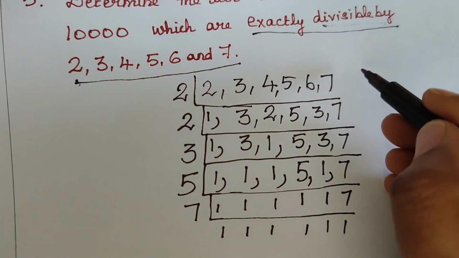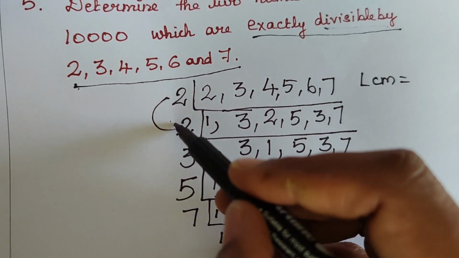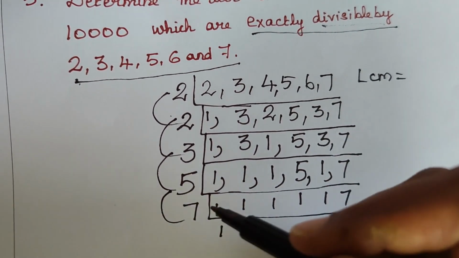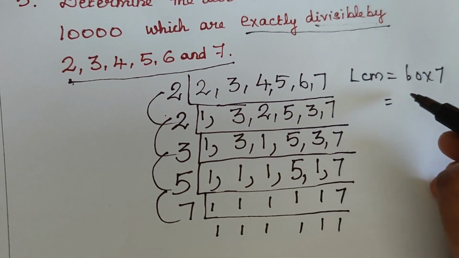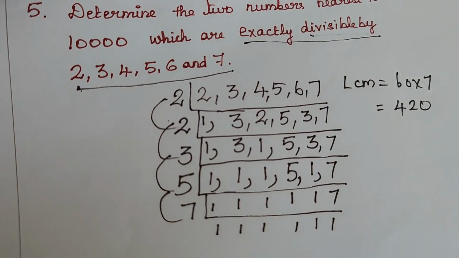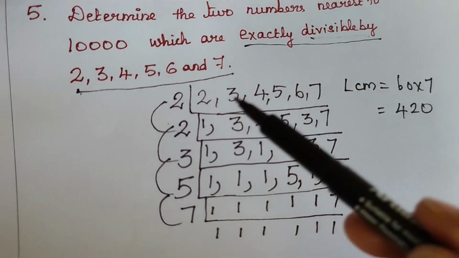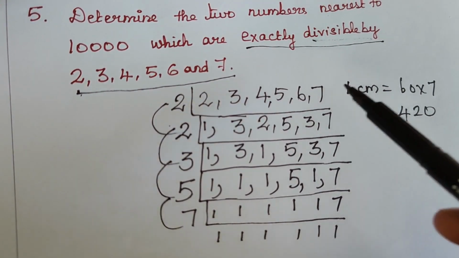So the LCM is 2 2s are 4, 4 3s are 12, 12 5s are 60, 60 7s are 420. So we can conclude that 420 is exactly divisible by 2, 3, 4, 5, 6 and 7.